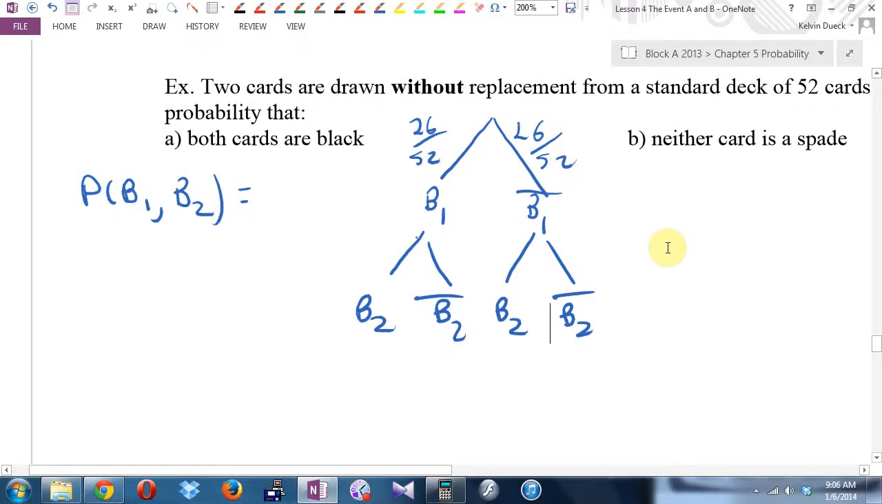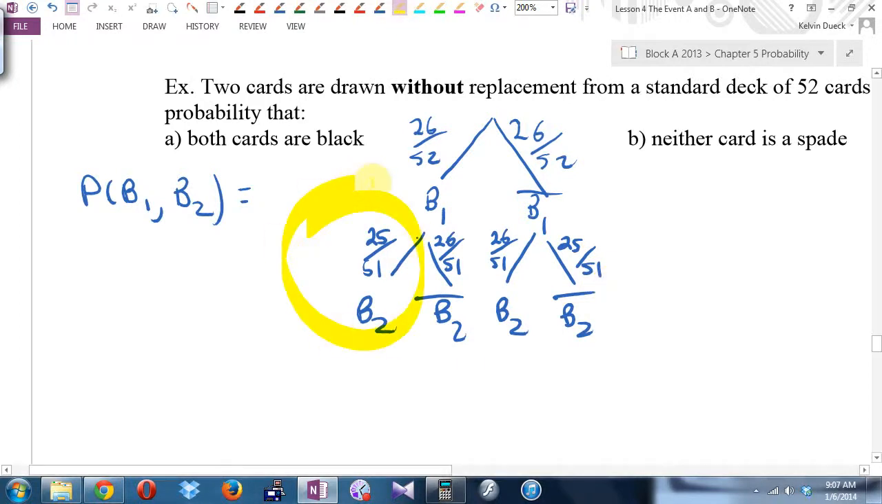Ooh, careful. So down this first branch, we picked a black card. How many black cards are now left in the deck? 25 out of 51. How many non-black cards are left in the deck? Still 26 out of 51. Fill in the right-hand branch. Here we didn't pick a black card, we picked a red card. So how many black cards are left in the deck? 26 out of 51 and 25 out of 51. Again, notice, don't write this down, this and this are different. B2 is different depending on which branch you went to. On one branch, it's 25 out of 51. On the other branch, it's 26 out of 51. That means these two events are dependent, not independent.